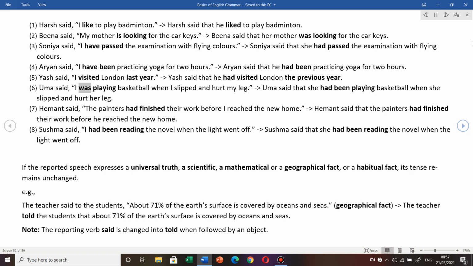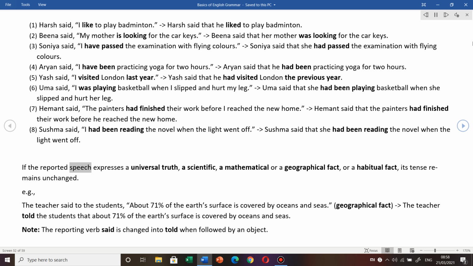Uma said, "I was playing basketball when I slipped and hurt my leg." Uma said that she had been playing basketball when she slipped and hurt her leg. Hemant said, "The painters had finished their work before I reached the new home." Hemant said that the painters had finished their work before he reached the new home. Sushma said, "I had been reading the novel when the light went off." Sushma said that she had been reading the novel when the light went off.